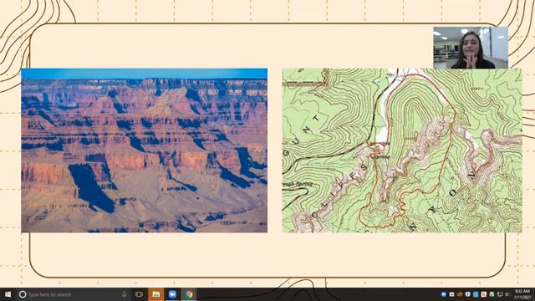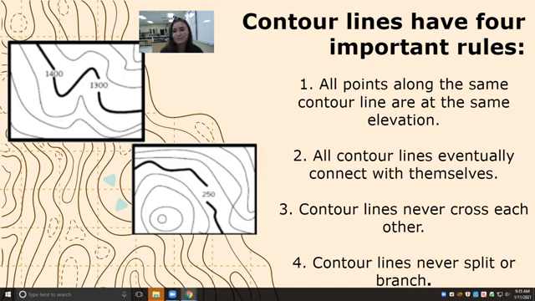All contour lines eventually connect with themselves. So if we're looking right here, we can see that these contour lines are connecting with themselves. But it's a little difficult to tell this sometimes. You might be thinking, well, right here, Ms. Selman, those contour lines are not connecting with each other. And that's just because we have zoomed in on this map. If we zoom out, eventually those contour lines will connect with each other.